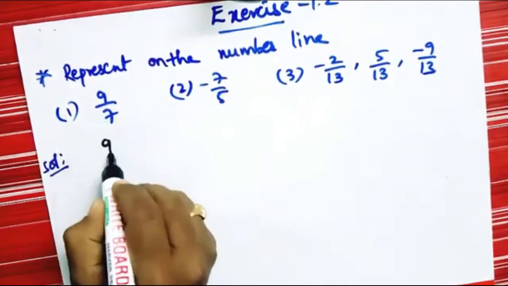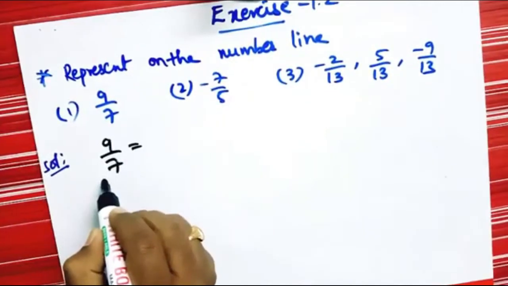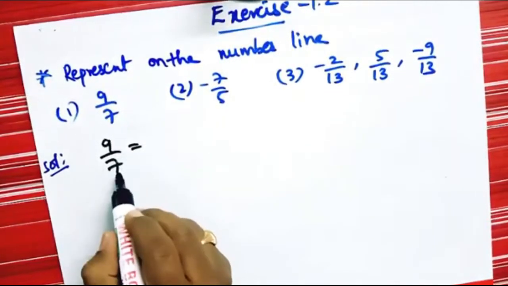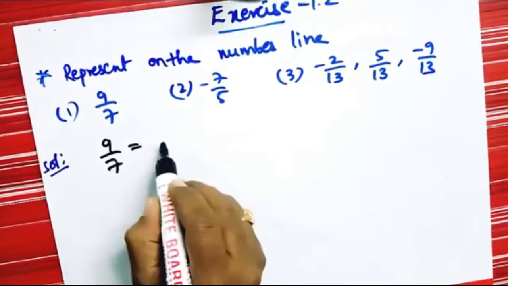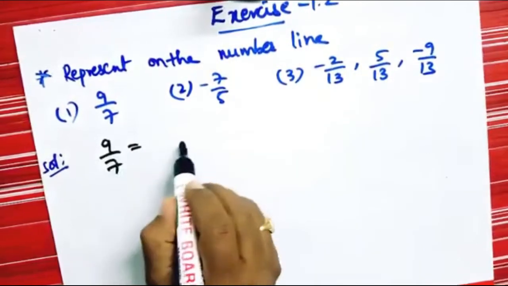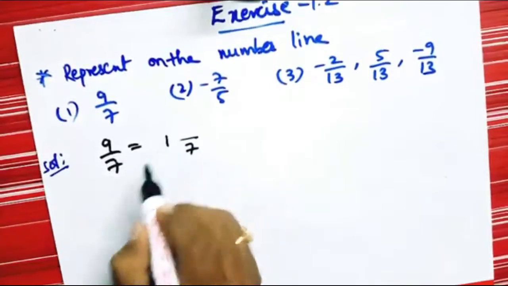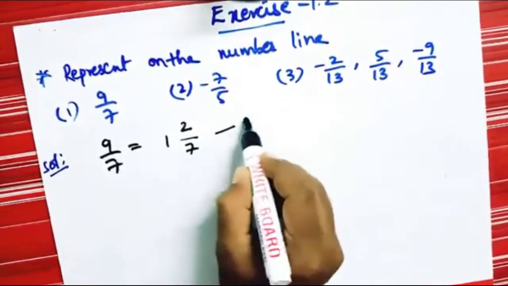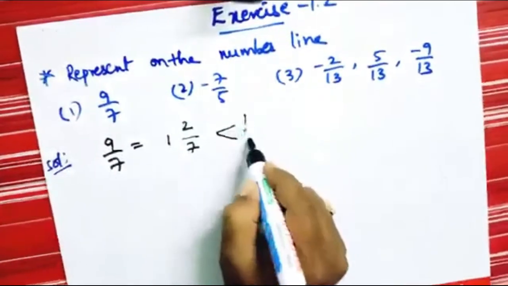So the first one is 9 by 7. It is an improper fraction, so it should lie after 1. First of all, you should locate where you will get this 9 by 7. So convert this into a mixed fraction. 7 times 1 it will go and the remainder will become 2. So it will lie between 1 and 2.